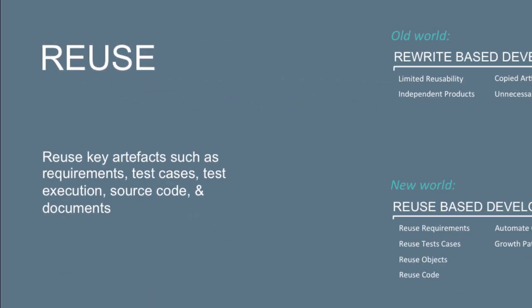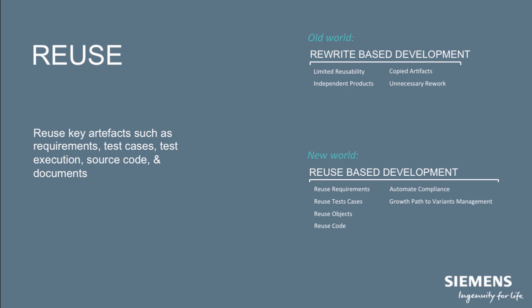You already understand the benefits of reuse when it comes to working efficiently. Polarion ALM supports reuse in many ways. Let's quickly look at just a few.